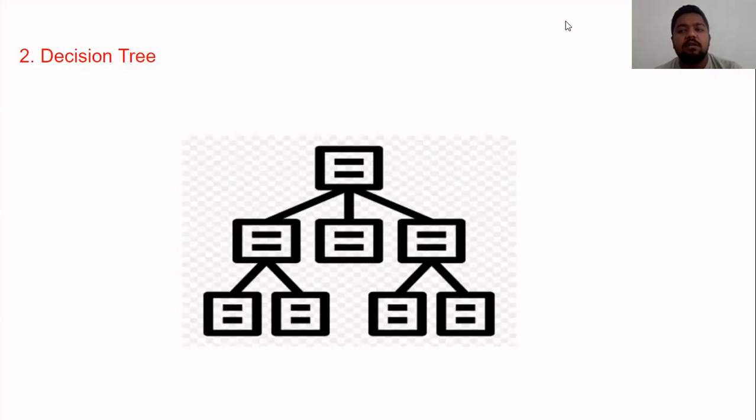Now next is the decision tree. After we categorized the data with the help of KNN, our model was confused. We need to solve this problem with the help of the decision tree.